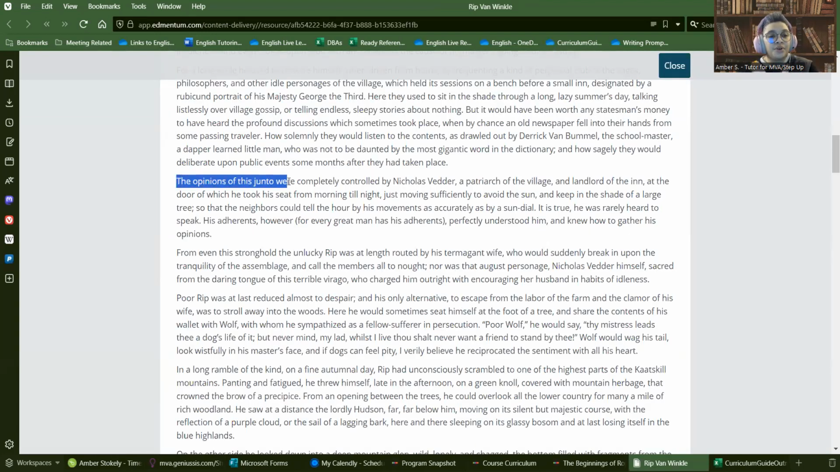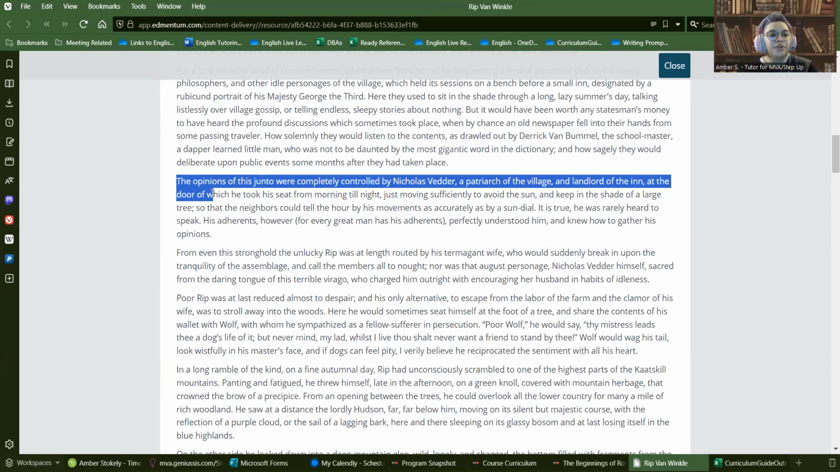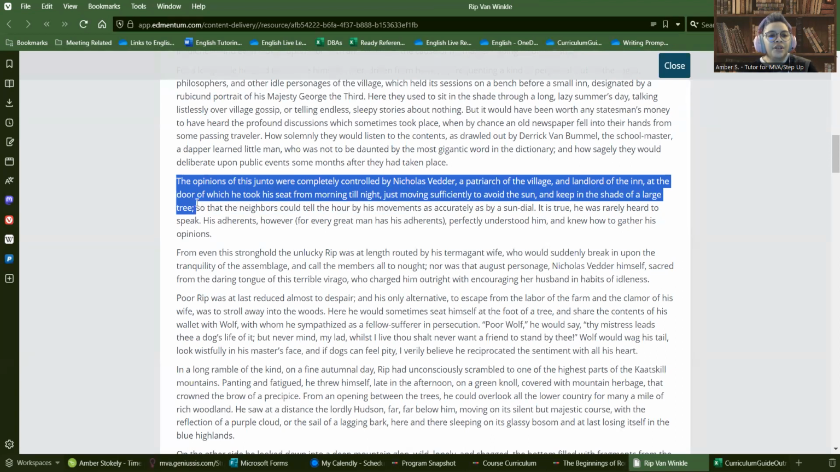So the opinions of this group of people discussing politics were completely controlled by Nicholas Vedder. He's a patriarch, so that means he's the head male of the village and landlord of the inn, at the door of which he took his seat from morning till night, just moving sufficiently to avoid the sun and keep in the shade of a large tree. So he owns the inn, but he doesn't work at it, so he can sit outside and talk with everyone all day. It says that he takes his seat from morning till night, so he's just there watching people come in and out. Only moving sufficiently means good enough, right? So he's just moving enough to avoid the sun.